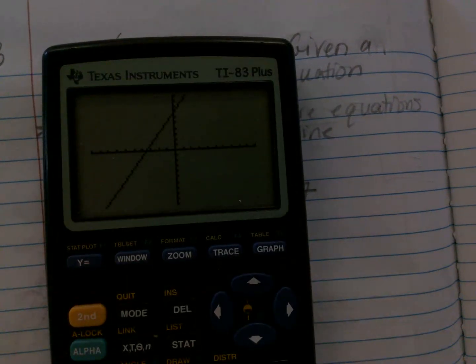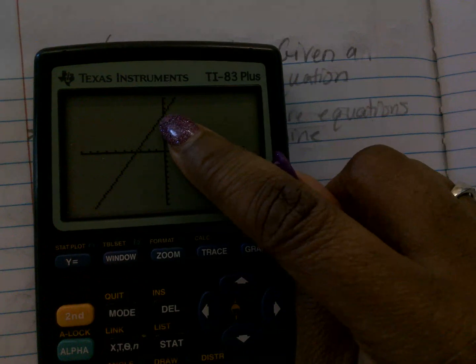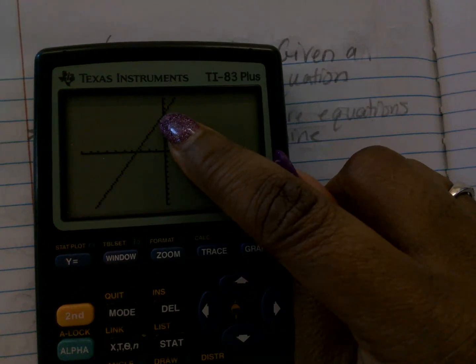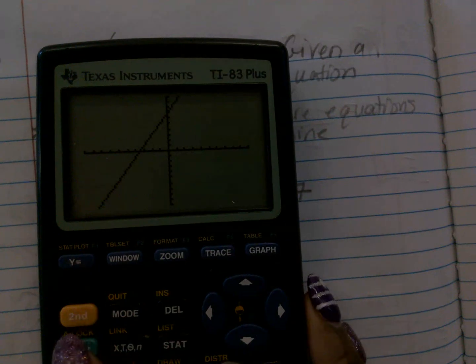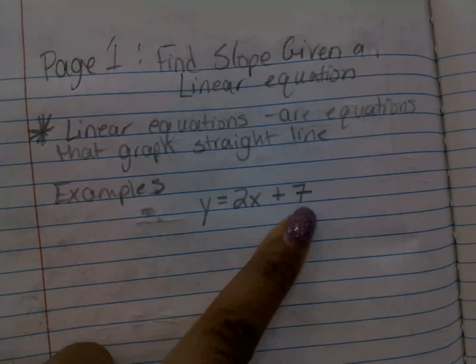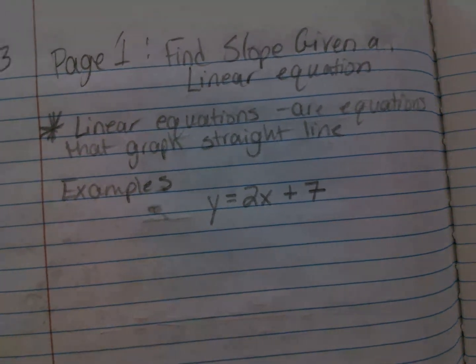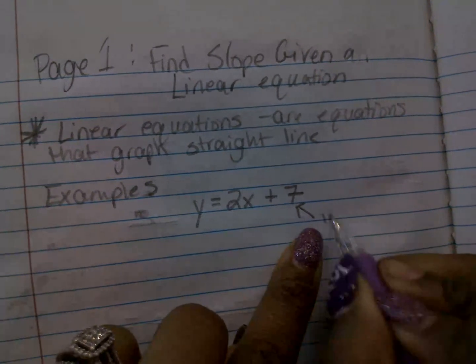That is a straight line. That equation graphed a straight line. Where does this line cross the y-axis? It crosses right here. What number is that? All right, so let's look. It crosses at 7. Where do we see 7 in our equation? At the end. This is our y-intercept.